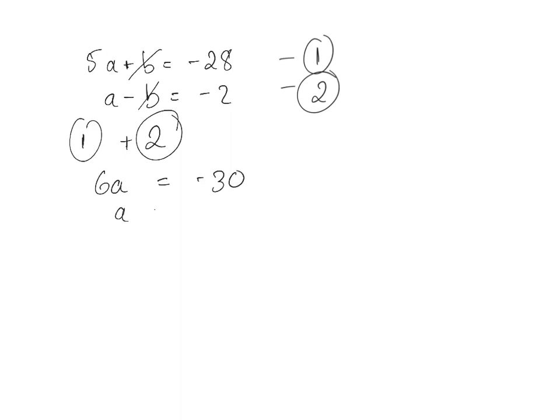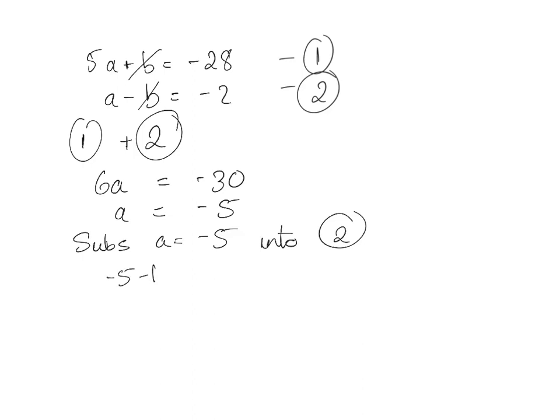Right, and so a is equal to -5. And the last step here is to find your b value. So substitute a equal to -5 into one of those equations. Probably 2 is easier, but it doesn't really matter. And so you get a, which is -5, take away b is equal to -2. So minus b, bring the 5 across, and you get 3, -2 plus 5, and then divide by the negative. So b is equal to -3.